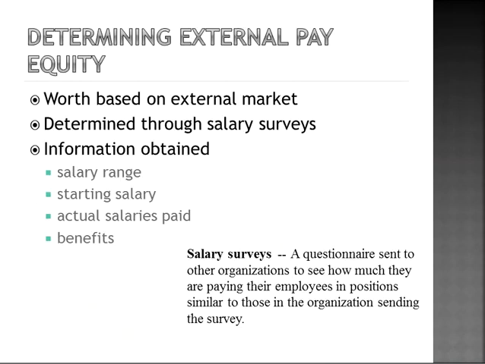So that was a brief view of how things are done internally within an organization. We also have determining external pay equity as well. This is worth based on the external market. It is determined through salary surveys. Information obtained is usually salary range, starting salary, actual salaries paid, and benefits. Now, a salary survey is a questionnaire sent to other organizations, other businesses, to see how much they are paying their employees in positions similar to those in the organization sending the survey.